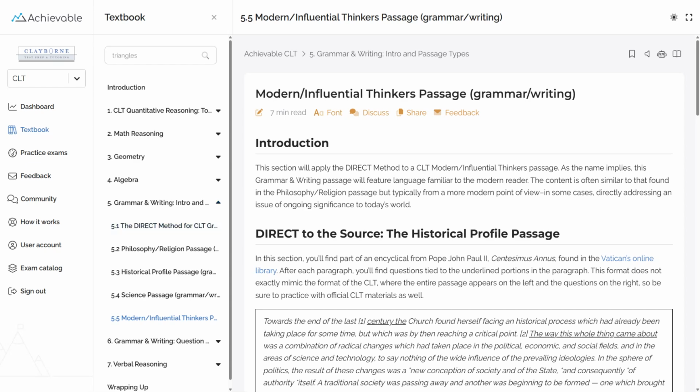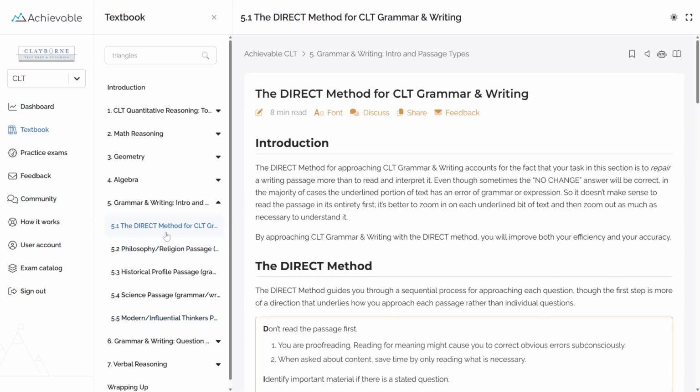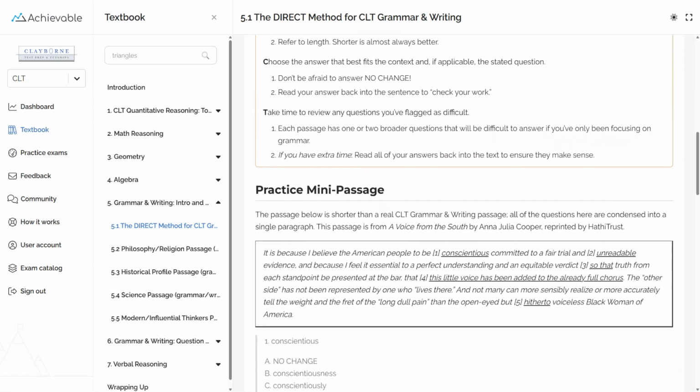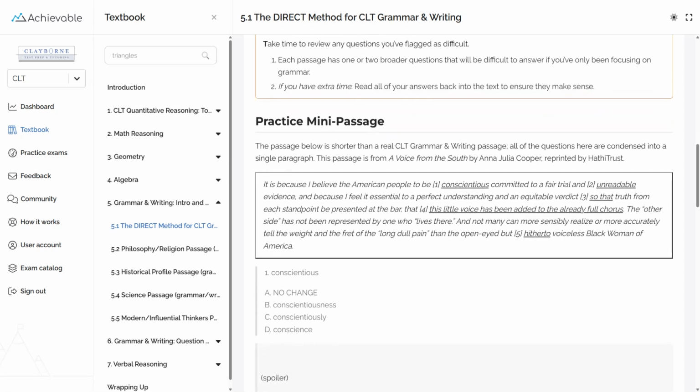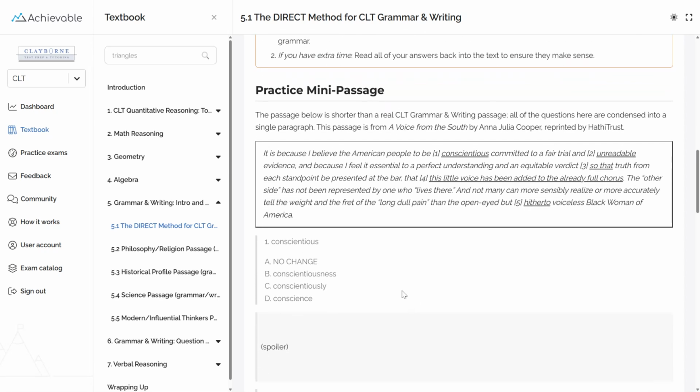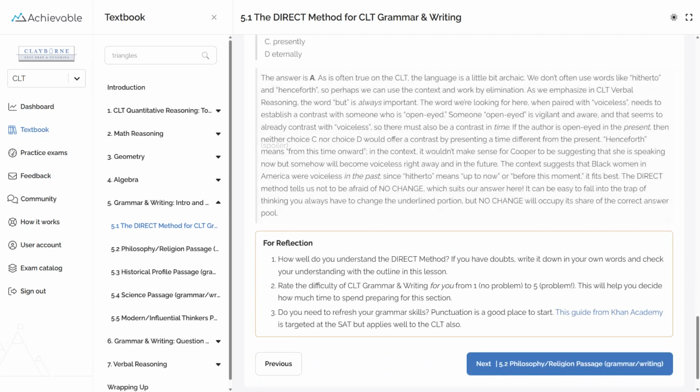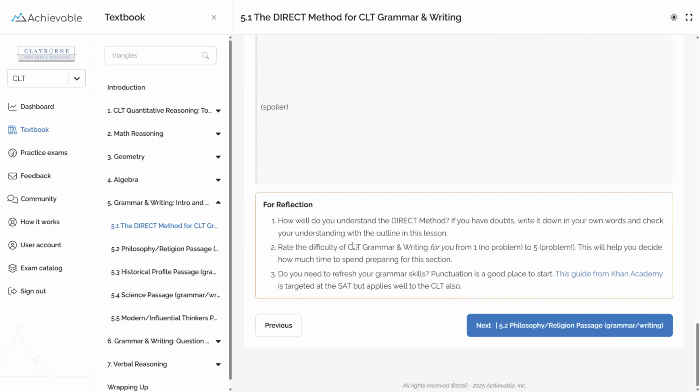But notice that as we try to do with everything, as we begin, we want you to have a universal method to approach the grammar and writing section. So as you can see here, as I click on the first lesson, the direct method gives us precisely that. It's an acronym that walks you through exactly how to approach the passage and the group of questions that are next to it, and then gives you a chance with a mini passage to practice that exact thing. As you'll always see on the CLT course, if you hover over the spoiler, you'll see the answers and the correct answer and the explanation for it.